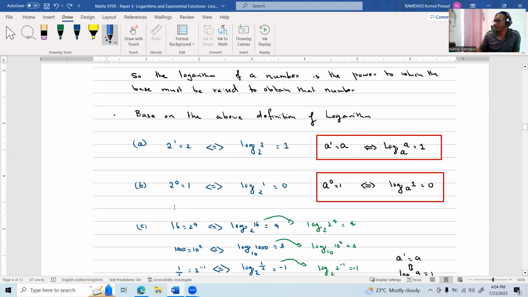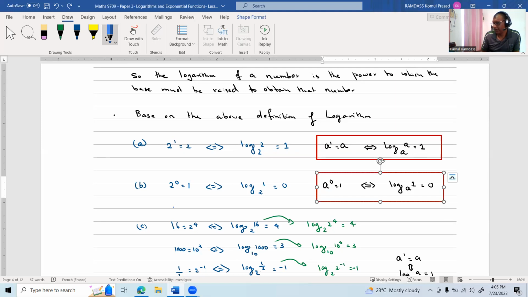Nous commençons par simple. 2 to the power of 1 is equal to 2. The logarithmic view, log de ce number-là to this base is equal to 1. Et là, nous allons vers la relation. A to the power of 1 is equal to A, ça veut dire log de A base A is equal to 1. 2 to the power of 0 is equal to 1, so log de 1 to the base 2 is equal to 0. Log de 1 to any base, excepté 0, parce que 0 to the power of 0 is undefined, base 0 n'existe pas. Et a to the power of 0 is equal to 1, log de 1 base a is equal to 0. Ça veut dire, logarithm of 1 to any base is equal to 0.